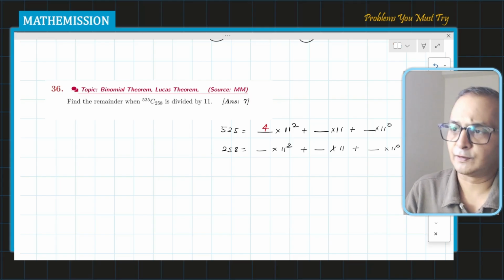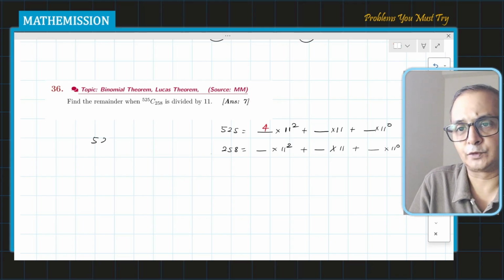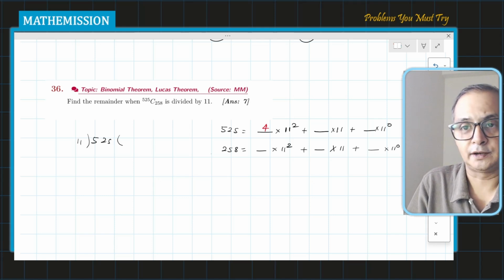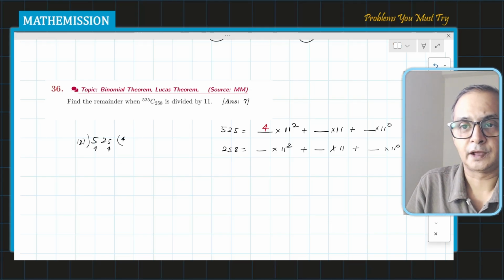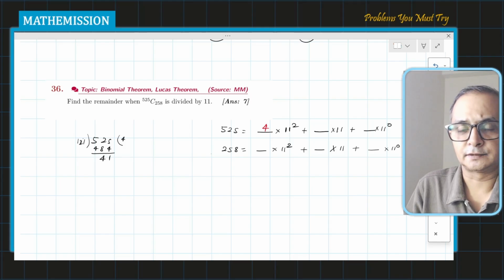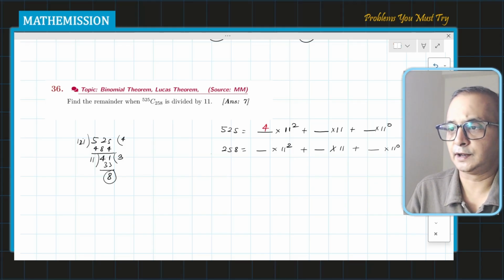I will also tell you how to calculate it. So this is 525 there. Let me just divide by 11 square. 11 square is 121. So 4 times, that is 484. Now this 41 I'm dividing by 11. So that is going to be 3, and that is 8. And after that there is no divisibility by 11, meaning this 8 is lower than 11.